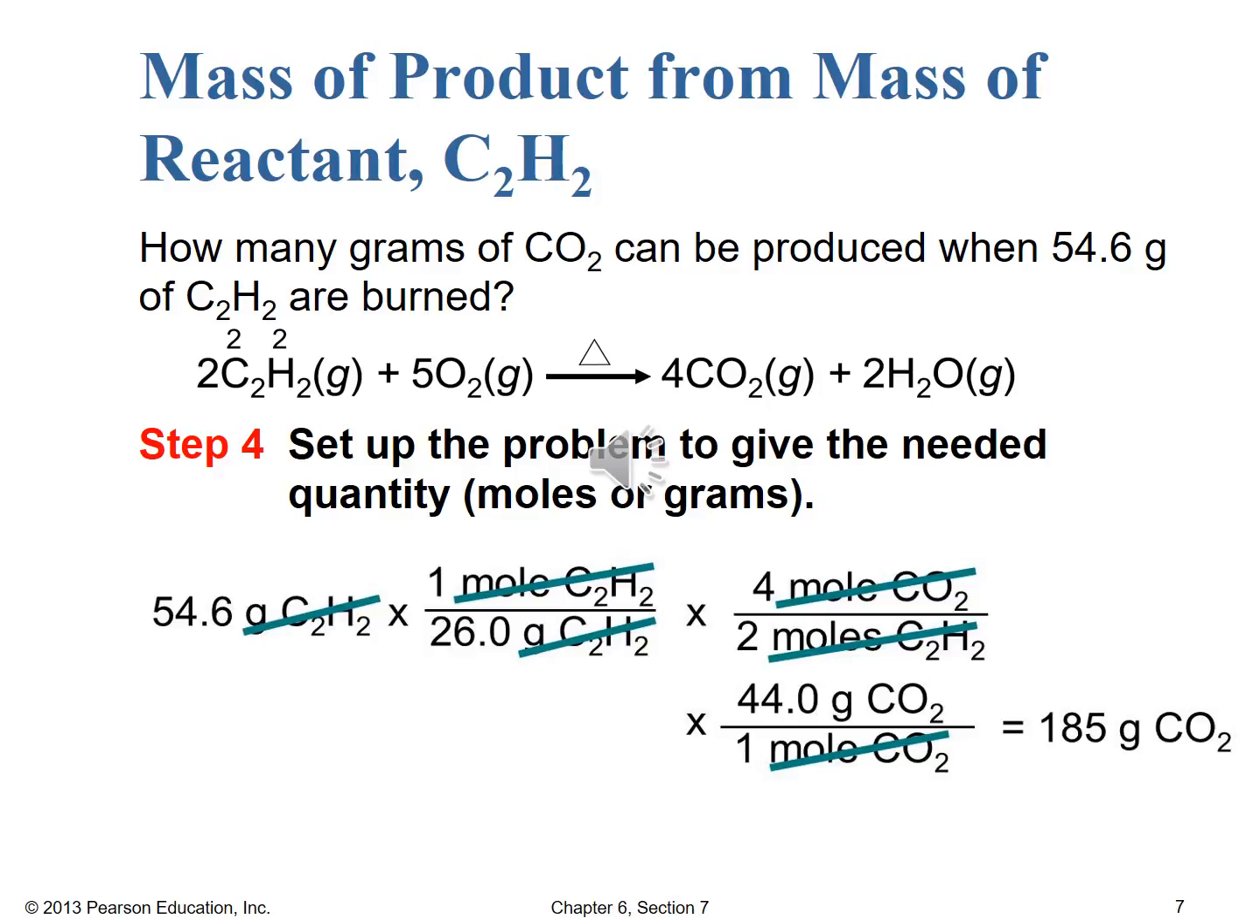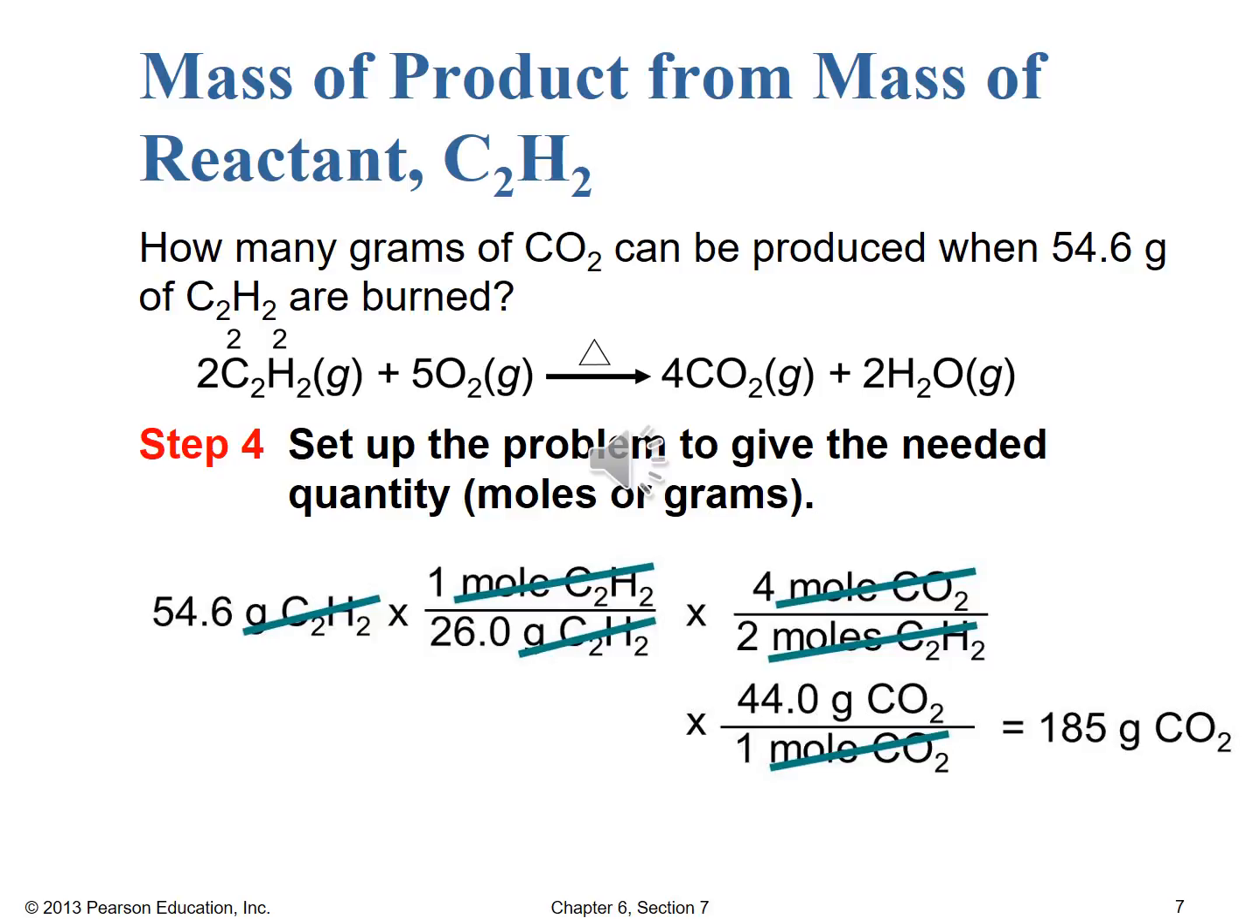And then finally, to convert into mass of CO2, we need to multiply by 44.0 grams of CO2 over 1 mole CO2 to get a final mass of 185 grams for the mass of CO2 that could be produced when all of that acetylene is burned, assuming plenty of extra oxygen is present. So hopefully you're already catching on here. As I said, we're going to see this a lot, and we're going to see this again right now with another learning check.